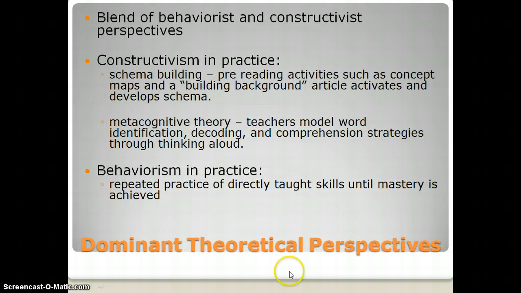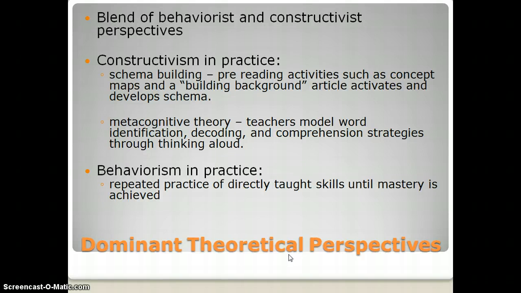So first I looked at the dominant theoretical perspectives behind the curriculum. And I found that Houghton Mifflin's reading program is primarily based on a blend of constructivist and behaviorist theories. I found equal evidence of each of these theories in a number of activities and procedures in the curriculum.